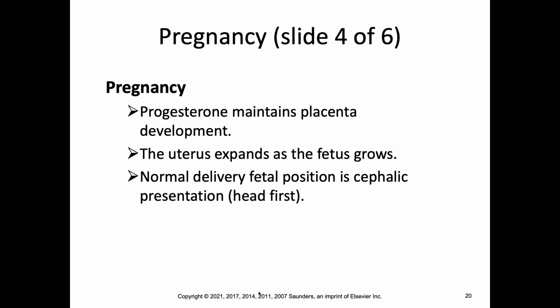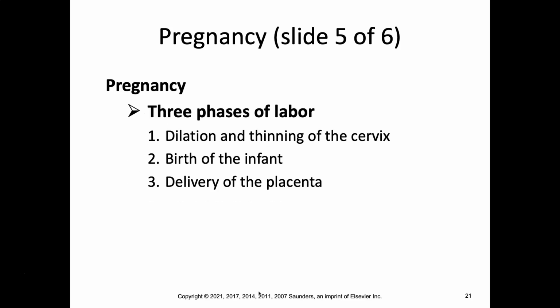The uterus expands as the fetus grows. The uterus is a muscle, so it's going to increase, increase, increase, and then it shrinks. Normal delivery, fetal position is cephalic presentation, which is head first. There are 3 phases of labor. There's dilation and thinning of the cervix, birth of the infant, and delivery of the placenta.